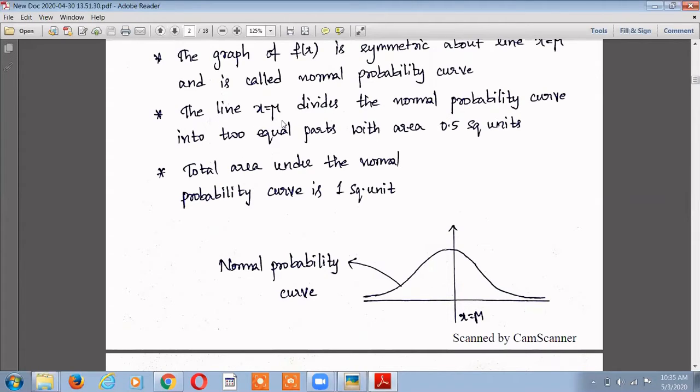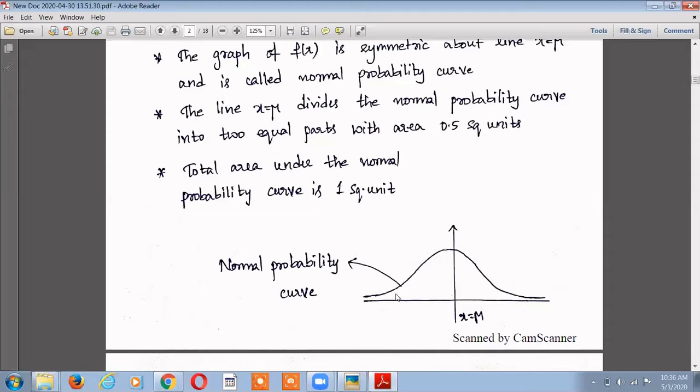Next, the line x is equal to mu divides the normal probability curve into two equal parts, each with area 0.5 square unit. We know that the maximum probability value can be equal to 1, and the area below this curve, if we consider it, will be equal to 1. The complete area below the normal probability curve will be equal to 1 because the maximum probability value can only be 1. Now, since this graph is symmetric about the line x is equal to mu, the area below the curve in the first quadrant is 0.5 square unit.